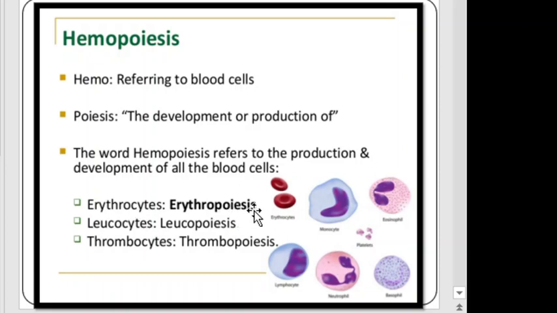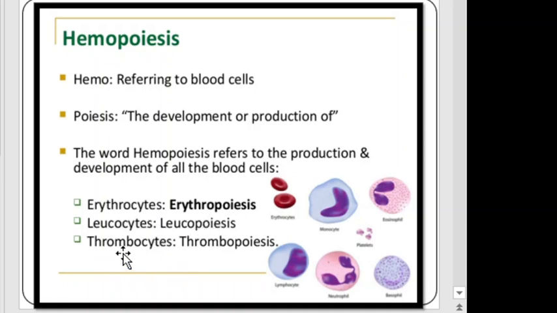As I already told you, poiesis means production of the blood cell and erythro means the red color. Okay, red cells. So formation of these red cells is called erythropoiesis, and the white blood cells are called leukocytes. Another name for WBC is leukocytes. So production of this WBC is called leukopoiesis.